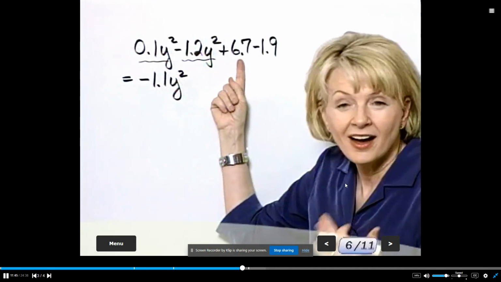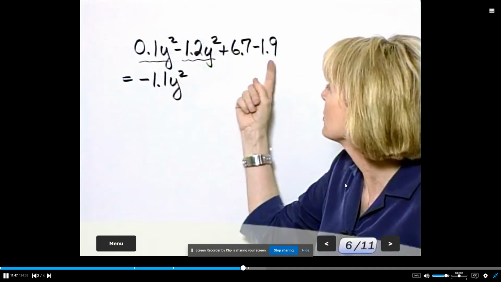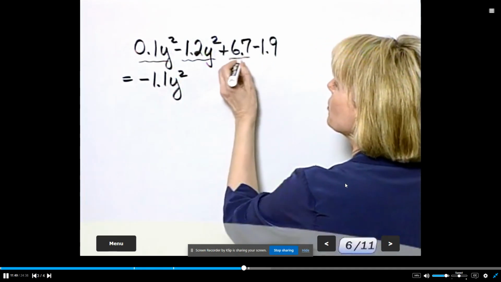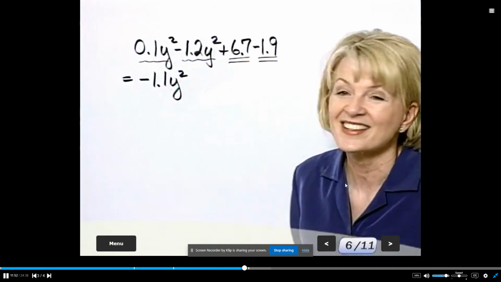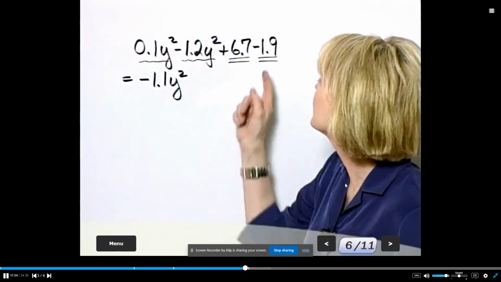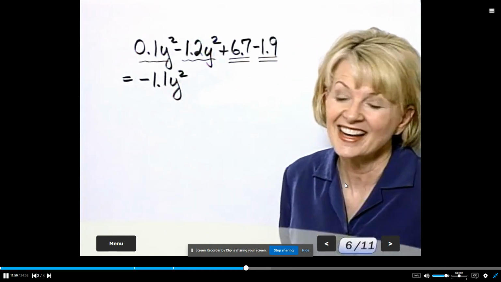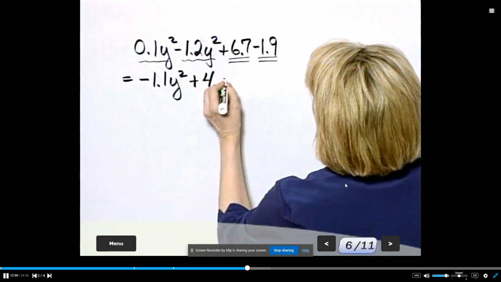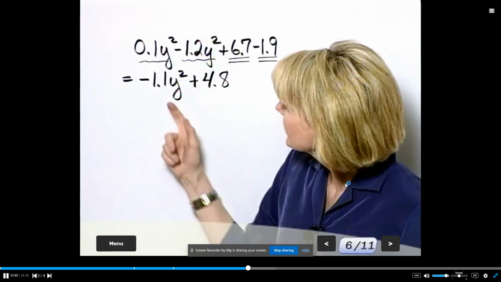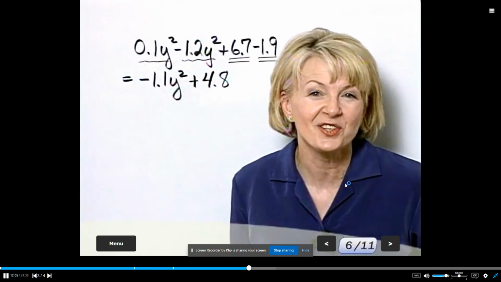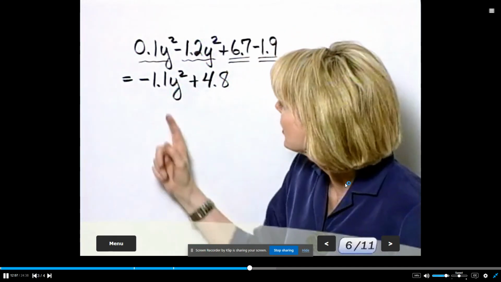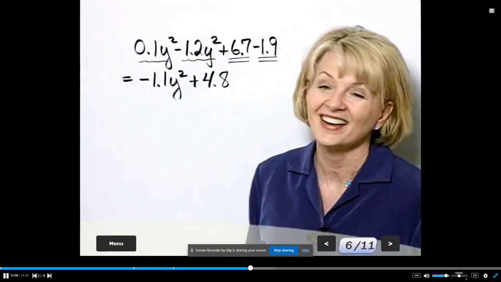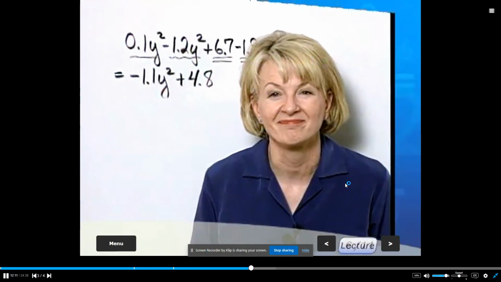Then here we have a constant or simply a number. Same thing here. So these two terms are like terms. What is 6 and 7/10 minus 1 and 9/10? It is 4 and 8/10. Can I go any further? Can I combine these two terms? The answer is no, because these are unlike terms.